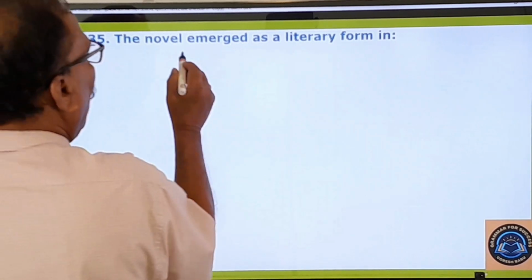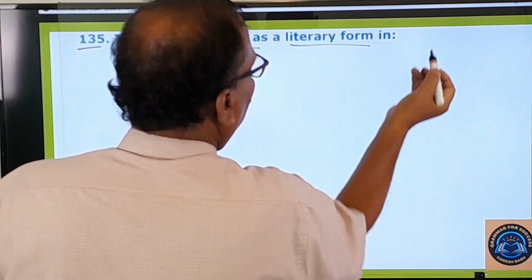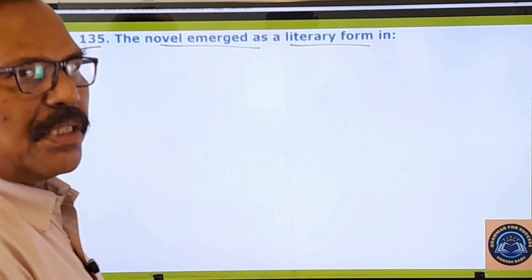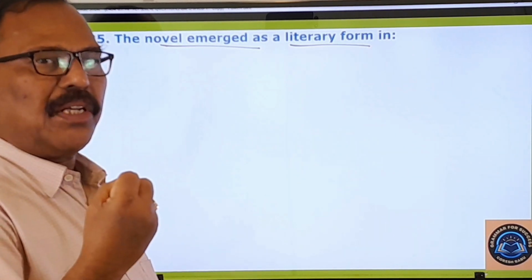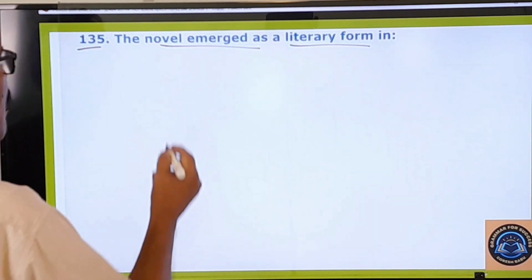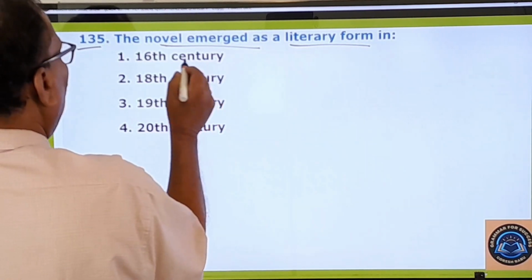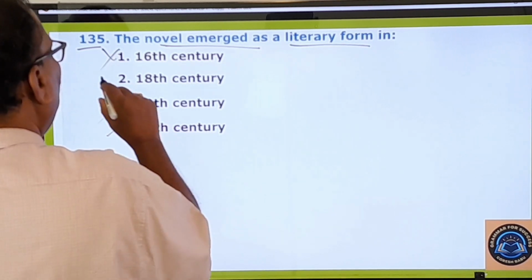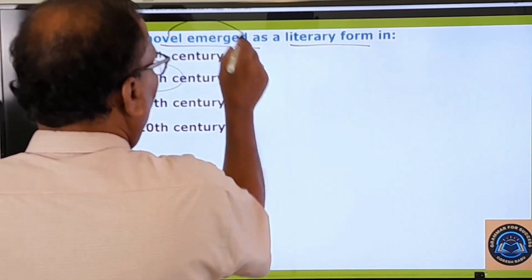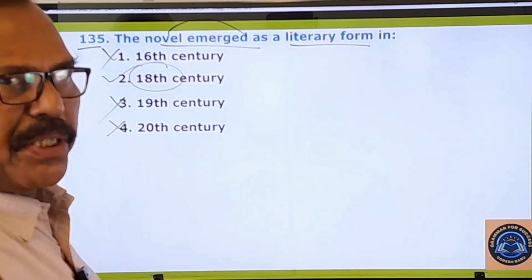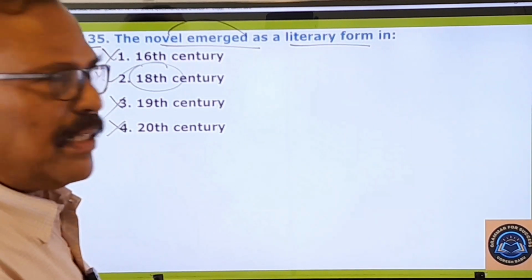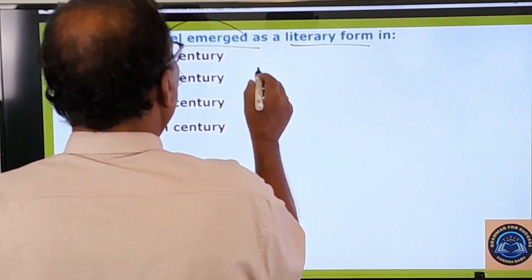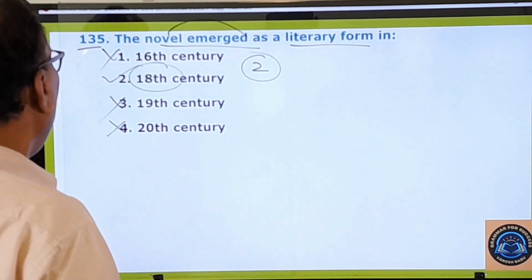135th question. The novel emerged as a literary form in, everybody knows this. Since you are a literature student, you will definitely know about that. The novel emerged in the 18th century, not in the 16th century, not in the 19th century, not in the 20th century, but only in the 18th century. You know very well, Pride and Prejudice and all those things were written in the 18th century only. And here, this second one is going to be your answer.